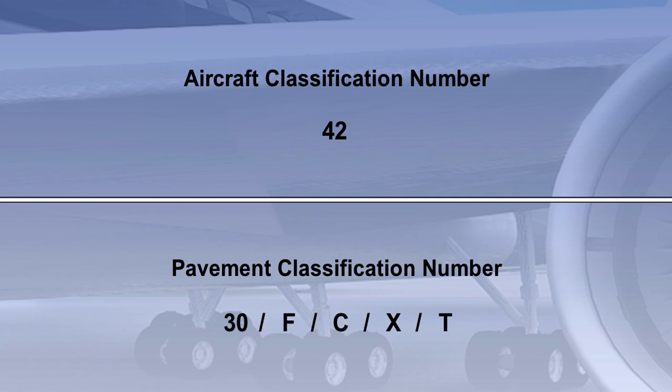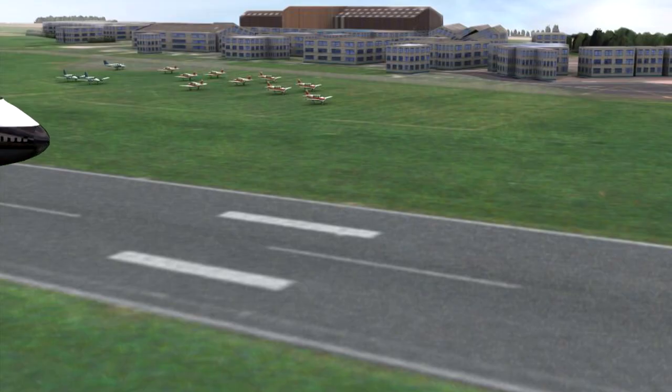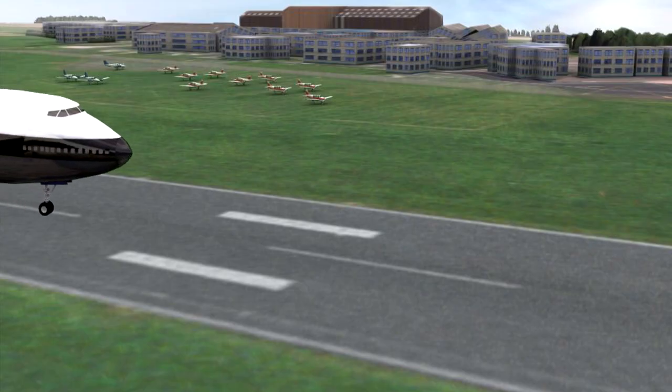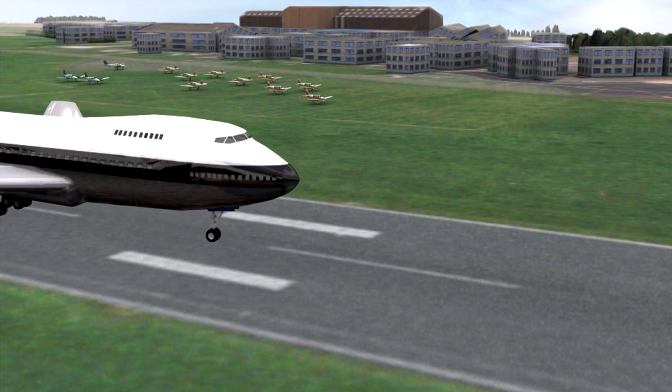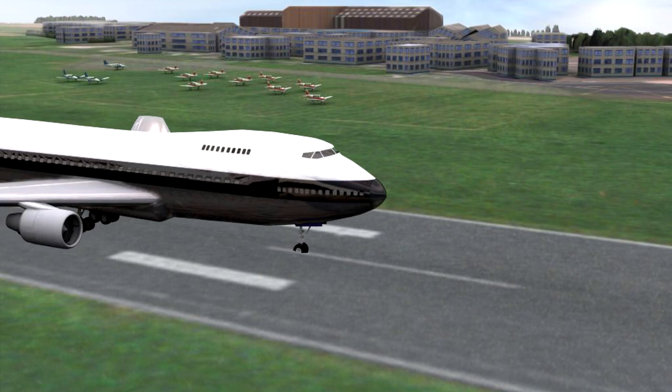The ACN can be obtained from the aeroplane flight manual, but the important point to note is that the aircraft classification number is greater than the pavement classification number. This basically means that the aeroplane is applying a far greater load to the pavement than the pavement can bear. The pavement is capable of bearing an aeroplane classification load of only 30. It would therefore not be prudent for our aeroplane to operate on this particular aerodrome. There would be a danger of the aeroplane sinking into the pavement, causing damage to the pavement and/or the aeroplane.